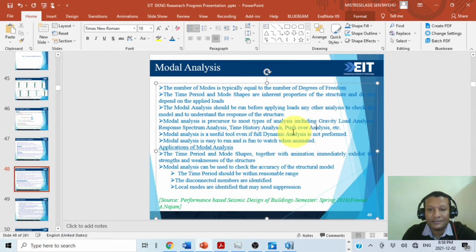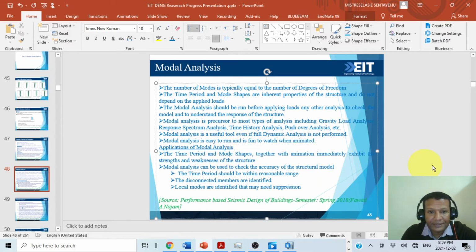doing any analysis, this is the first analysis we have to see, because if we don't know the time period, if we don't know the health of the structure, as I showed you, if there are local problems, local modes or any other things, we have to identify them now, and in the later stage we have to check whether we have a danger of resonance or something. Modal analysis is a useful tool even if full dynamic analysis is not performed. Before it's performed, it's very useful. Modal analysis is easy to run and is fun to watch when animated.